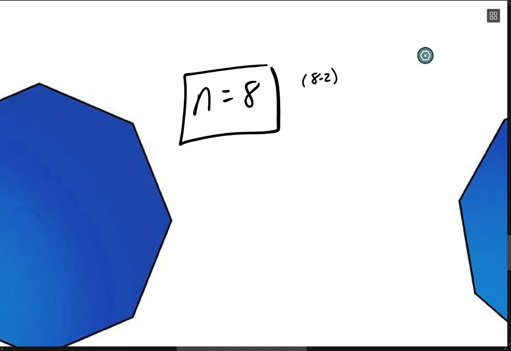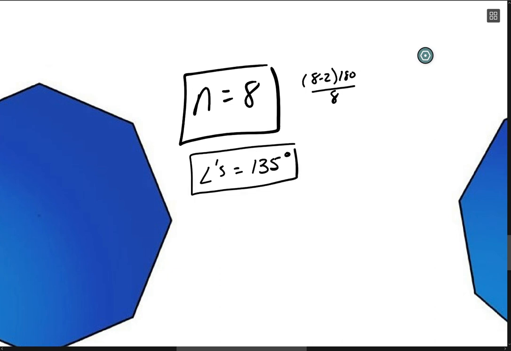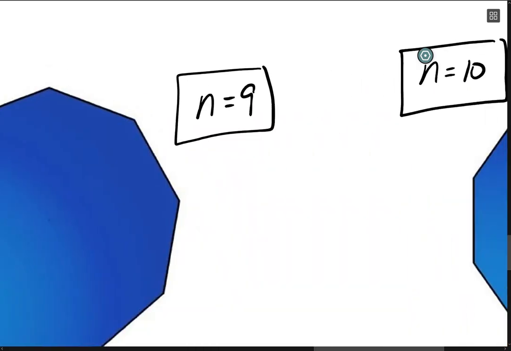8 minus 2 times what? 180 divided by 8. So all the interior angles are 135 degrees. How about when n is 9?